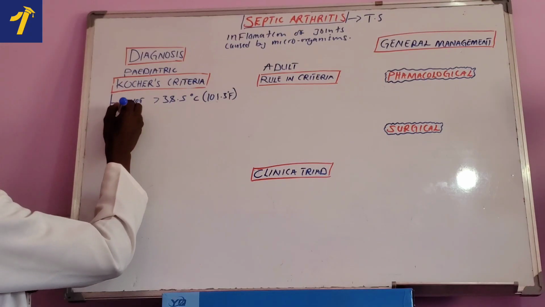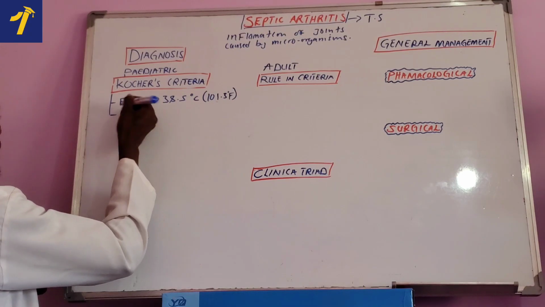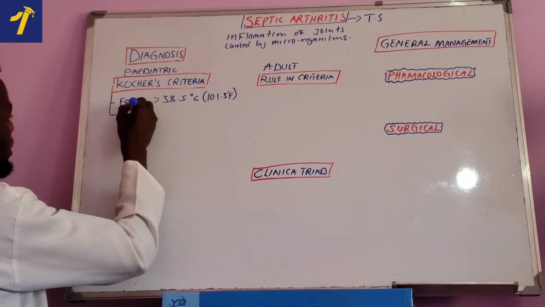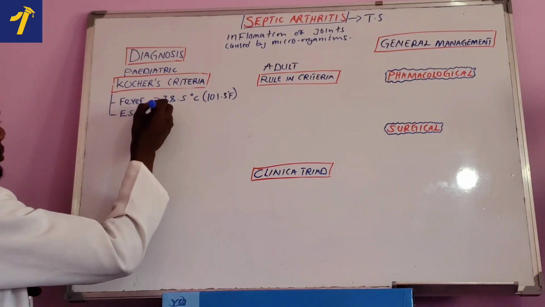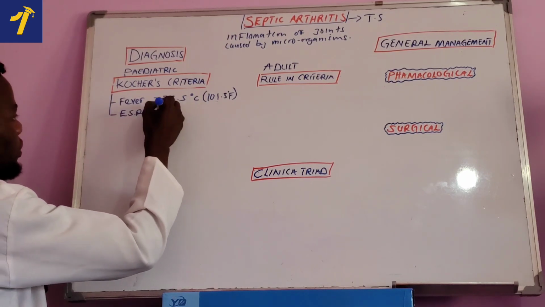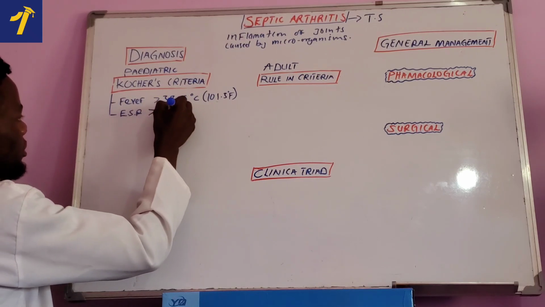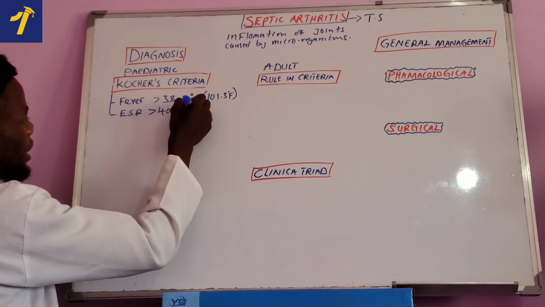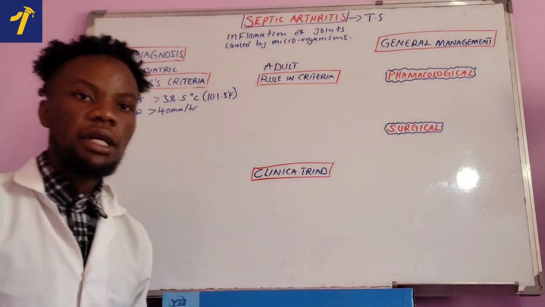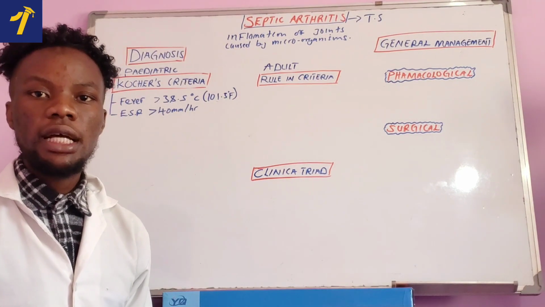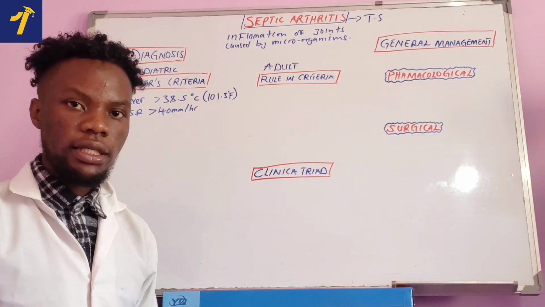The second parameter is erythrocyte sedimentation rate, ESR, which is greater than 40 millimeters per hour, okay? Erythrocyte sedimentation rate is one of the parameters that is used in Kocher's criteria, okay? Now, what does that mean?